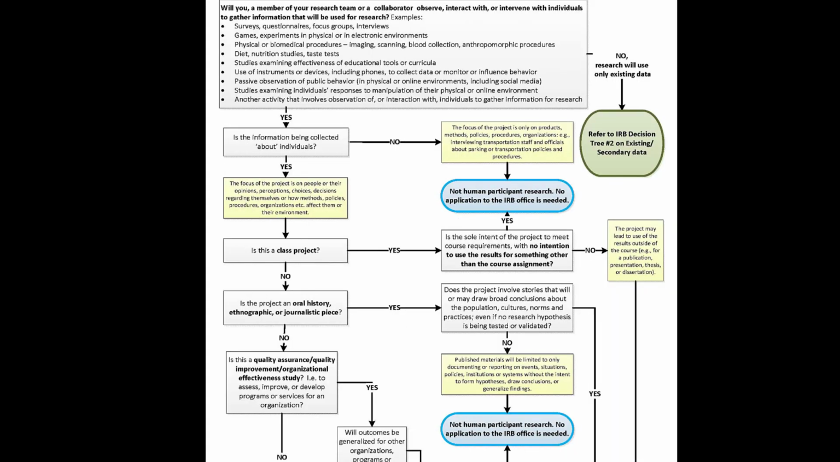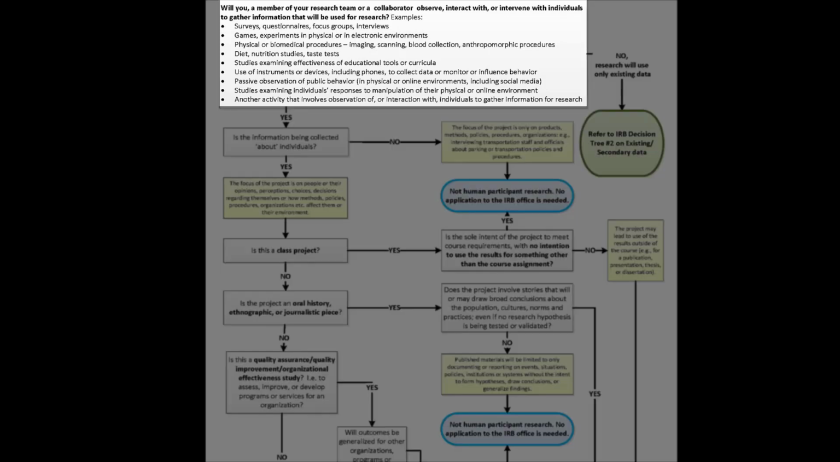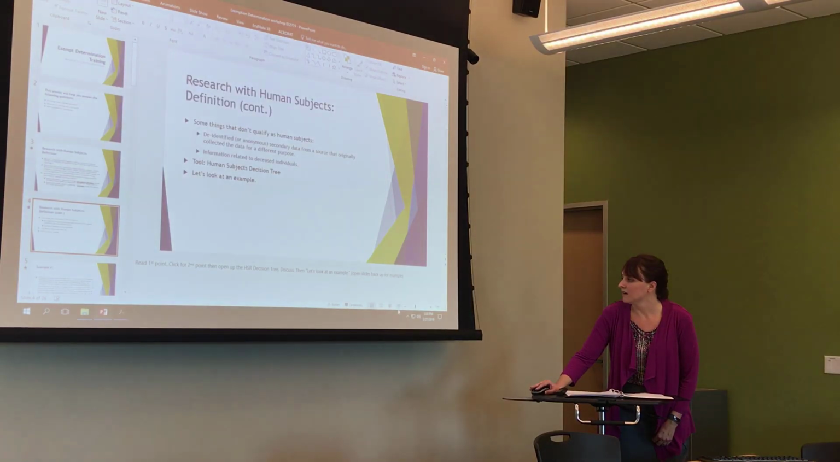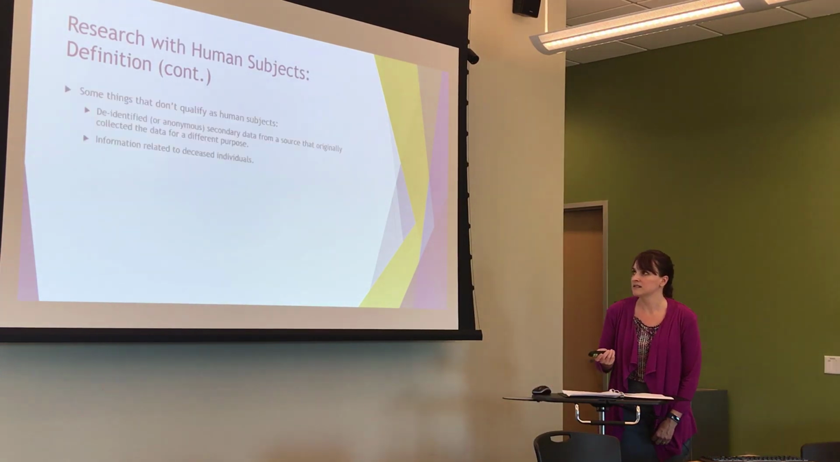When you're trying to figure out if you are doing research with human subjects, you can ask yourself these questions that are on this tool. So let's look at it. It's going to ask you if you are observing, interacting with, or intervening with individuals to gather information. Here are some examples of that. If you answer yes, you continue with the flow chart. If you answer no, you will be using existing data, and then we're going to go to the second page of this chart. So let's keep this in mind. Look at your chart in front of you, and let's talk about an example.